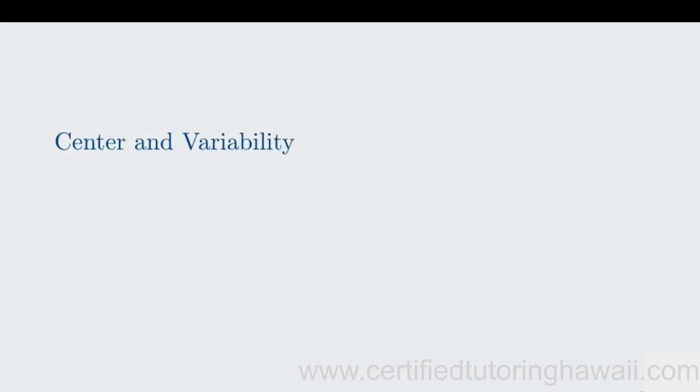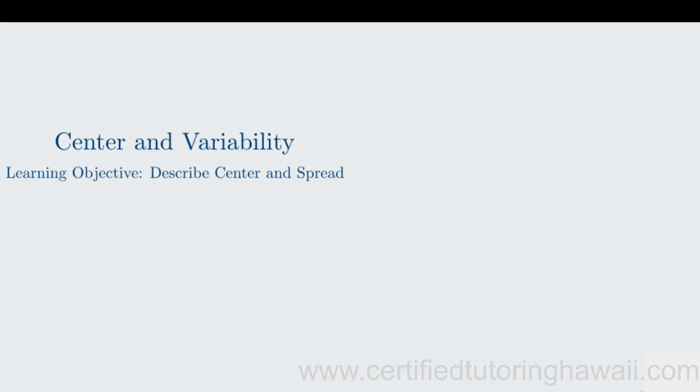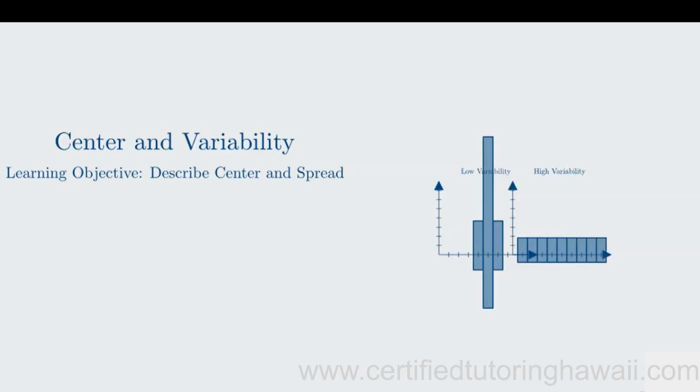The final pieces of our description are the center and the spread, or variability. These give us a sense of where the typical value is and how much the data varies. Identify the center and variability of a distribution. The center is the middle of the data. For now, you can estimate it by looking for the balance point or the median value that splits the graph into two equal areas. Spread, or variability, describes how much the data values vary from each other. If the data is all bunched up near the center, it has low variability. If it is spread out across a wide range, it has high variability.